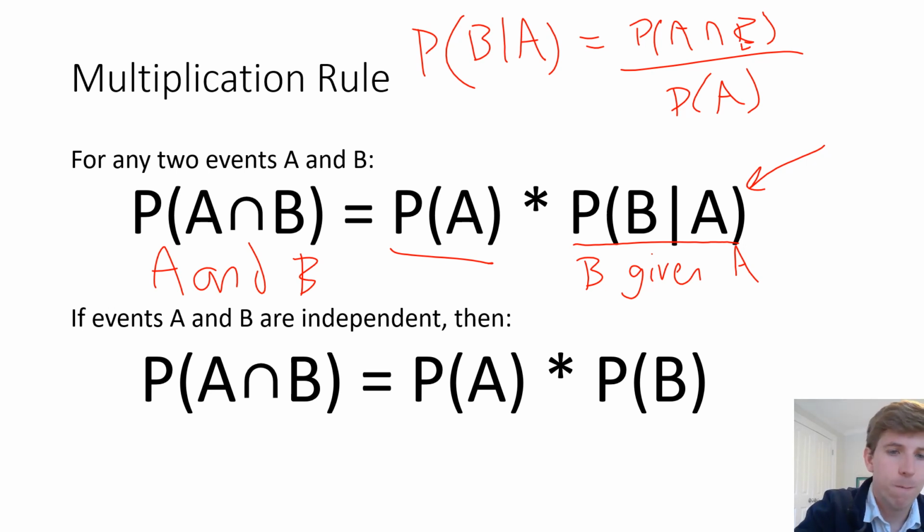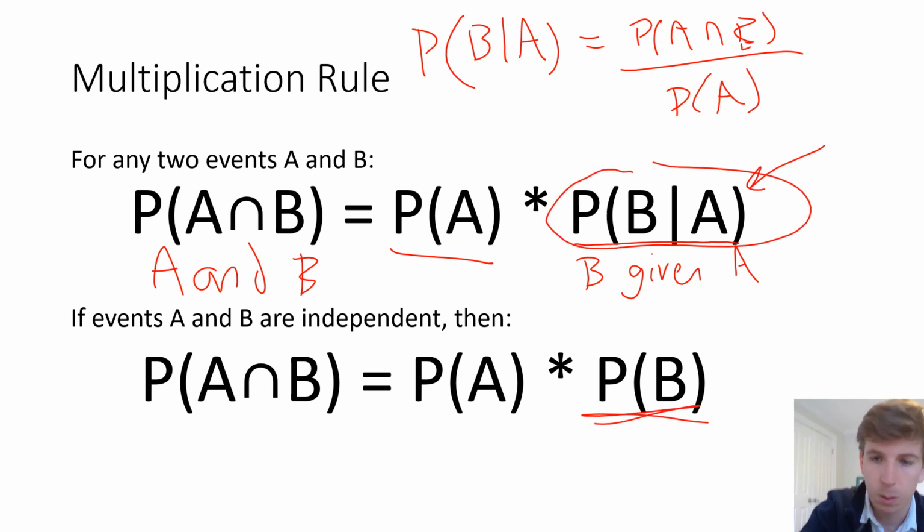Okay, if events A and B are independent, well, independence means that the probability of B given A just equals the probability of B. So you don't need to worry about that conditional probability at all. You can just multiply the probability of A times the probability of B together. So that first multiplication rule does not require that they're independent. The second one requires that the two events are independent.